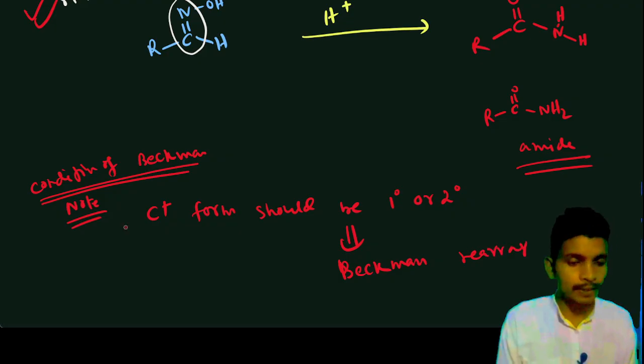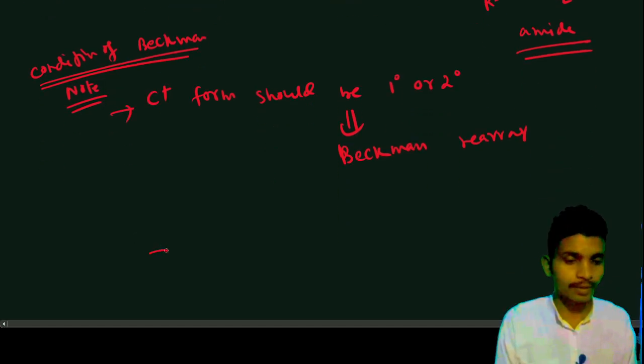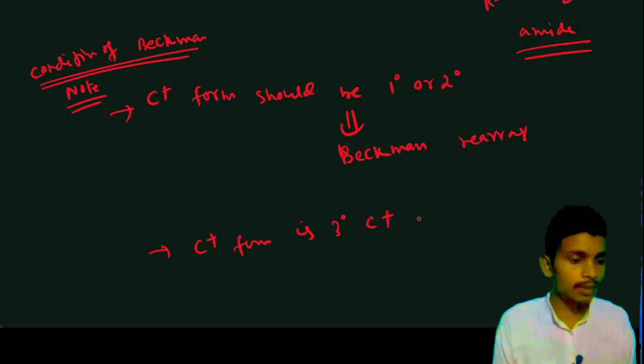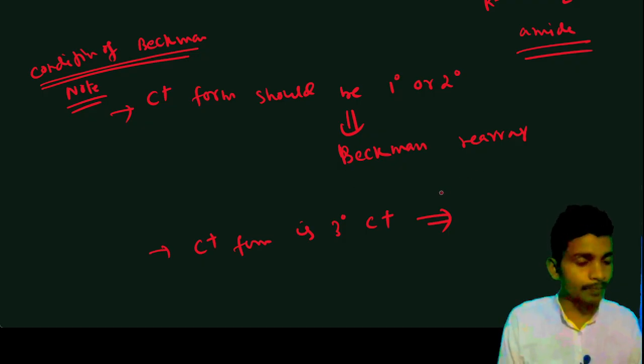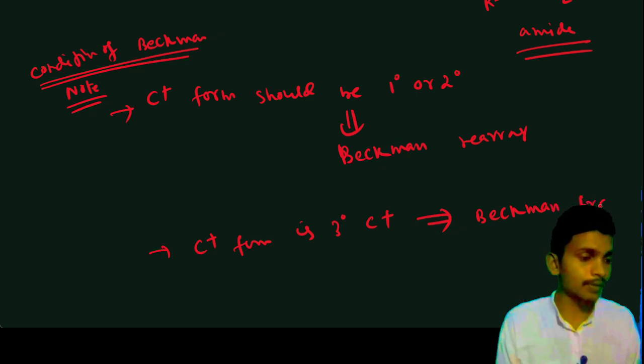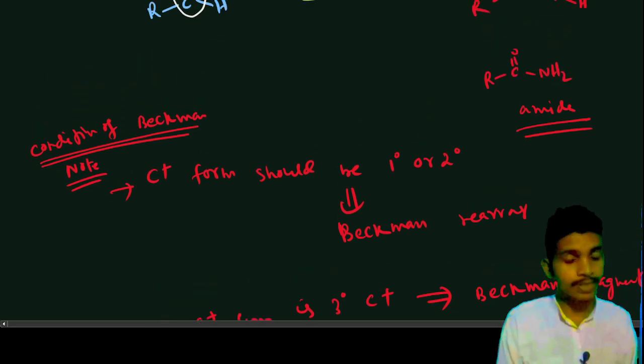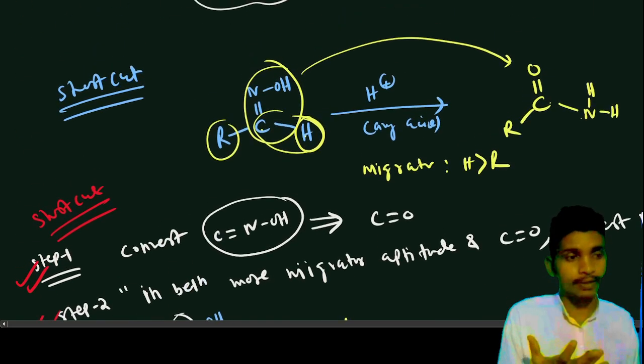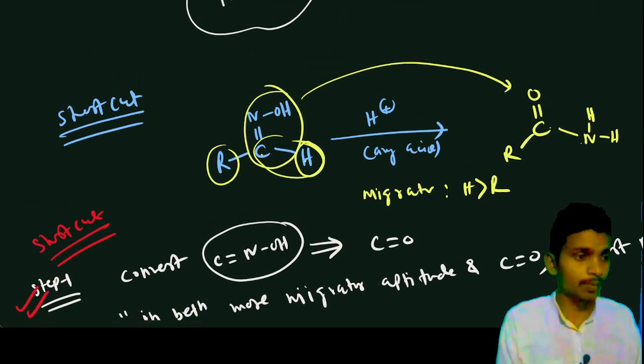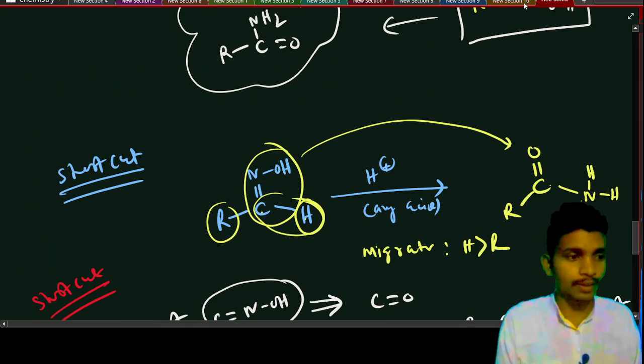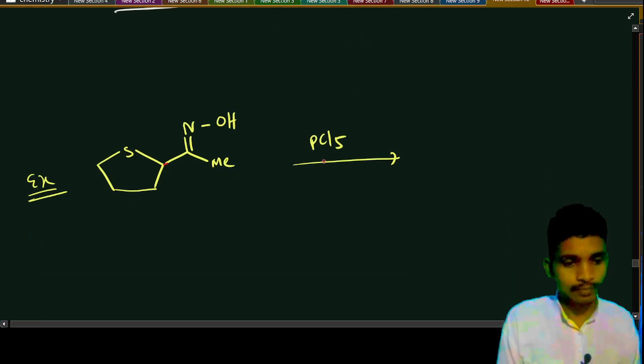Okay, and if the carbocation formed is 3 degree carbocation, then that will go to the Beckmann fragmentation. That will not go by Beckmann rearrangement, that will go by Beckmann fragmentation. Okay, so we will see that when discussing the examples, while solving examples, it will be more clear. So let's take the examples in this case.